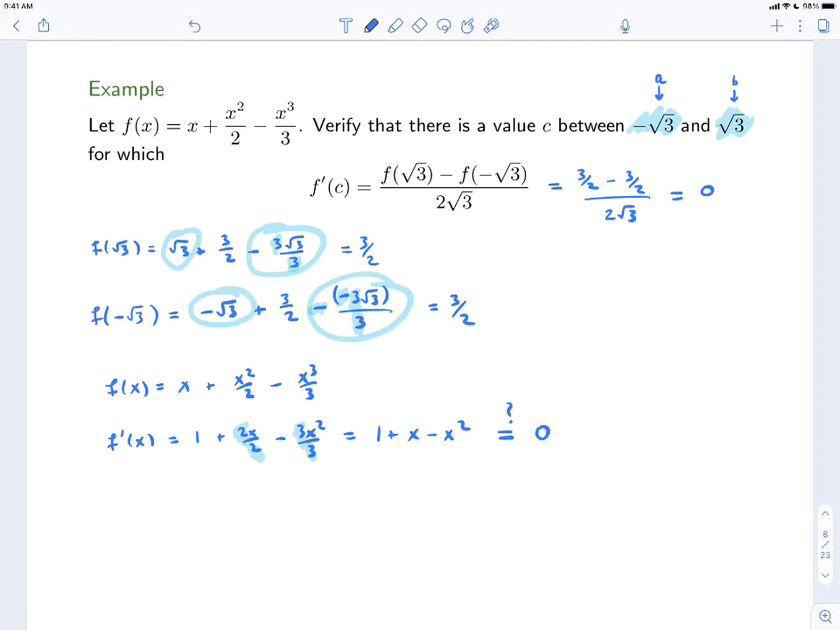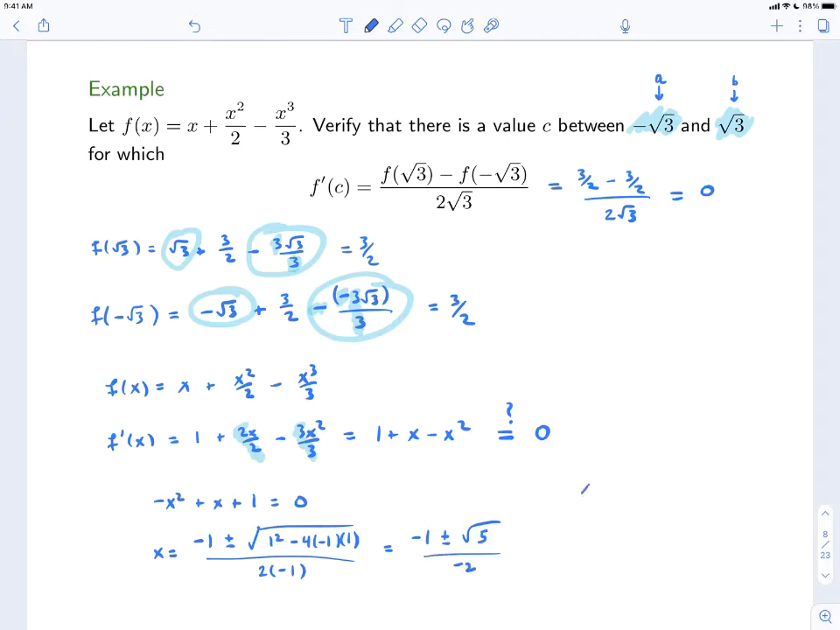So can we find such a value of x? Well, yes, we can. We just use the quadratic formula. So we have that, let's just rewrite this, minus x squared plus x plus 1 equals 0. So x is equal to the opposite of b plus or minus the square root of b squared minus 4 times a times c divided by 2 times a. And if we simplify this, we'll have minus 1 plus or minus the square root of 1 plus 4 is 5. And all of this is divided by negative 2.